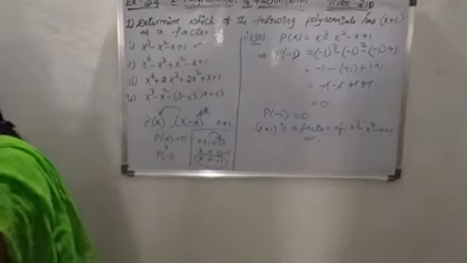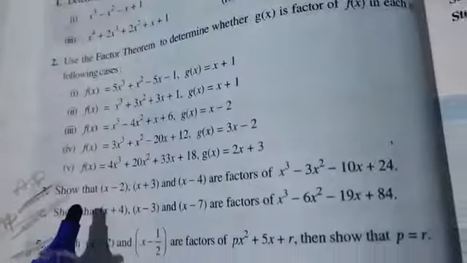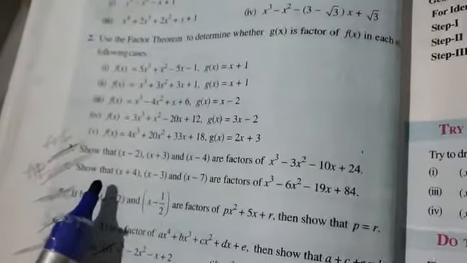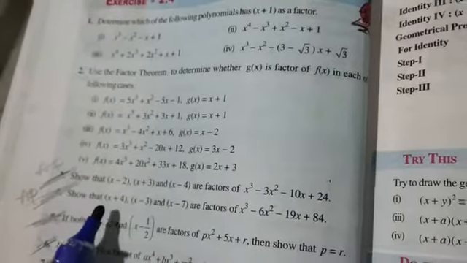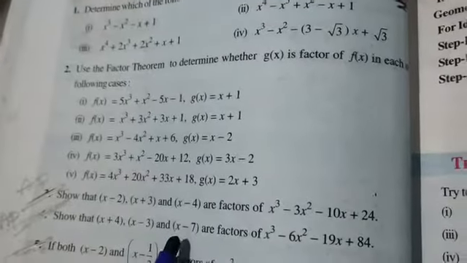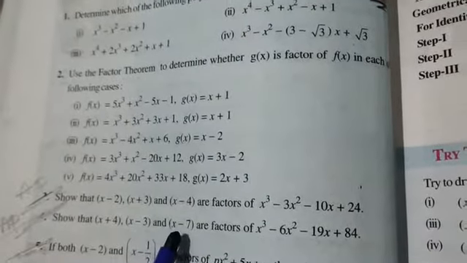Same like that, in exercise 2.4 we have the second, third and fourth bits. You do the same way and you will get the answer by using the factor theorem. Just as we solved the first bit, we have to do the second, third and fourth also like that.